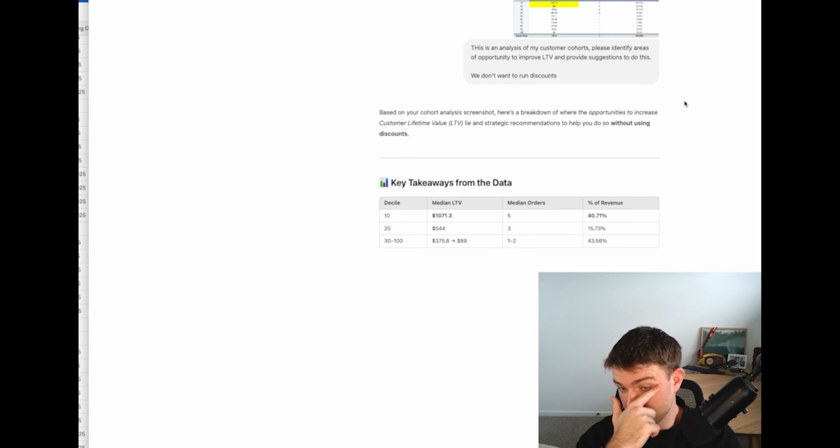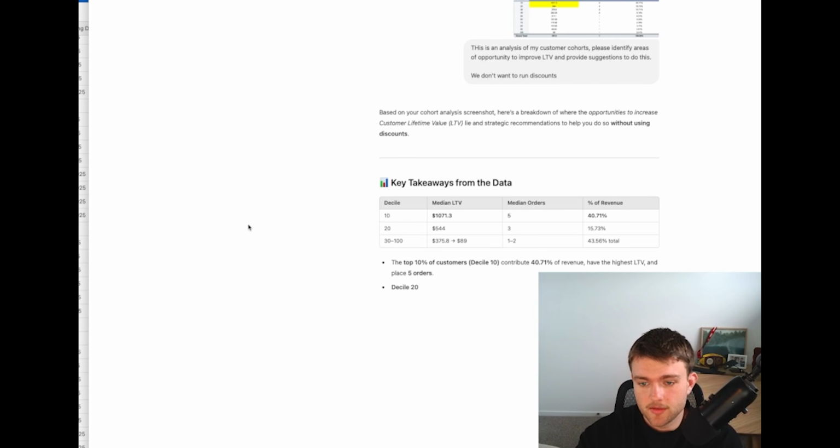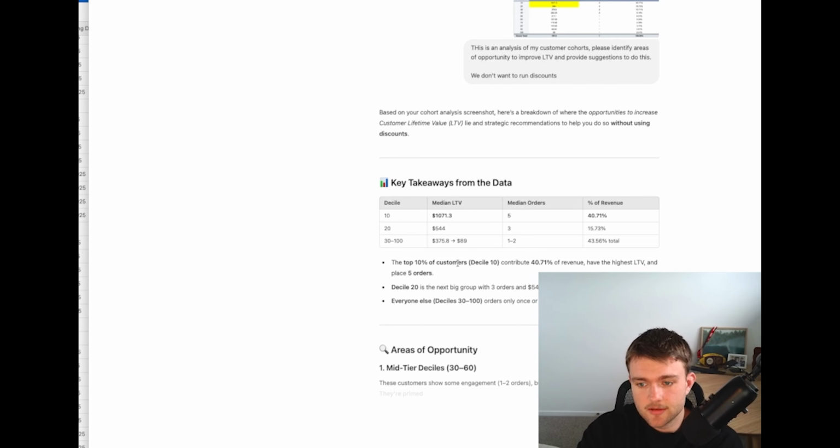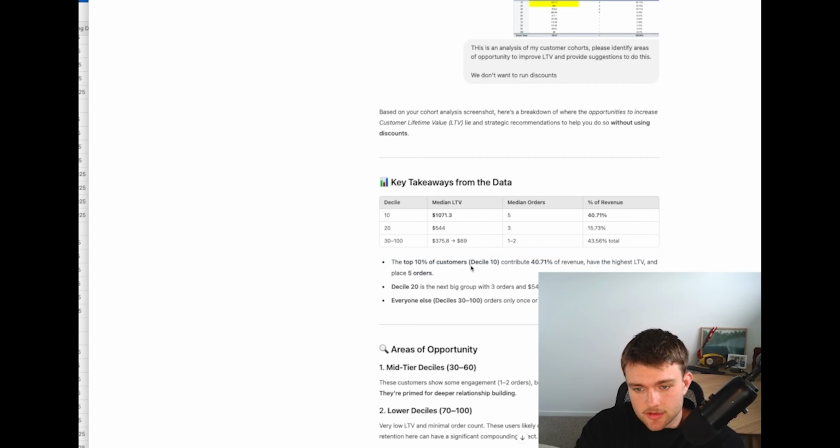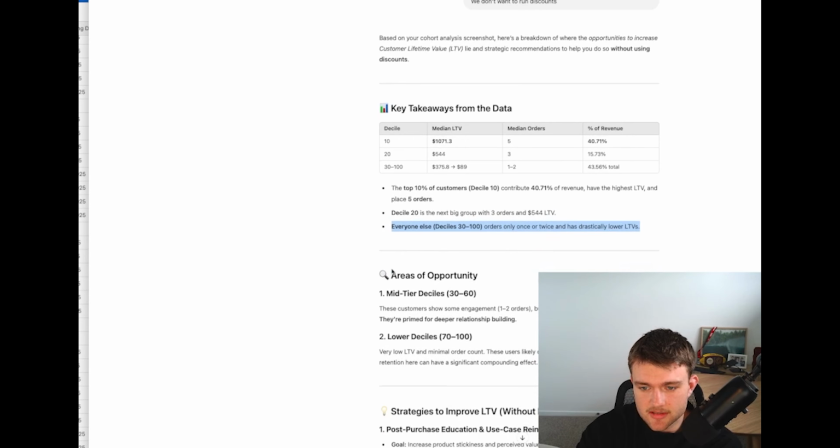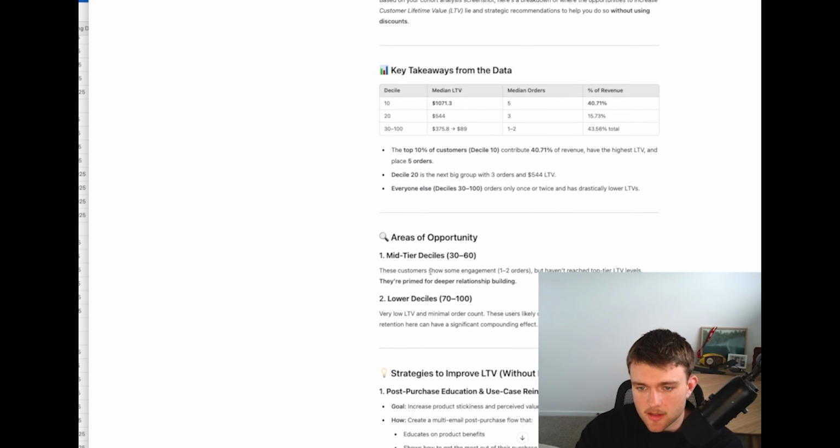Now let's let ChatGPT do its thing. It's obviously going to break down what we already know and what we can already infer ourselves. So the top 20 or the top 10% are the best. Decile 20 is the best group. Deciles 30 to 100 have drastically lower LTVs. Areas of opportunity: mid-tier deciles.